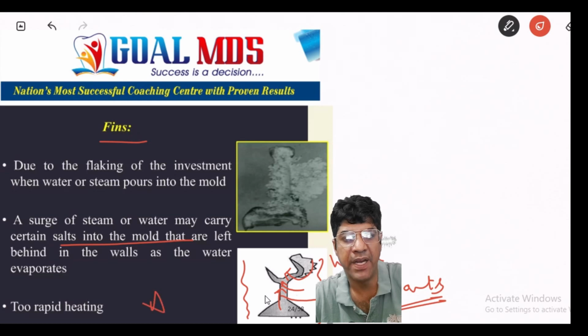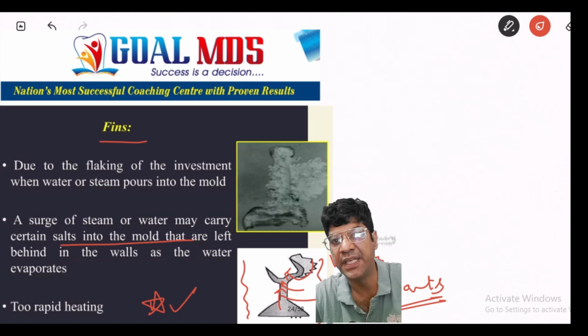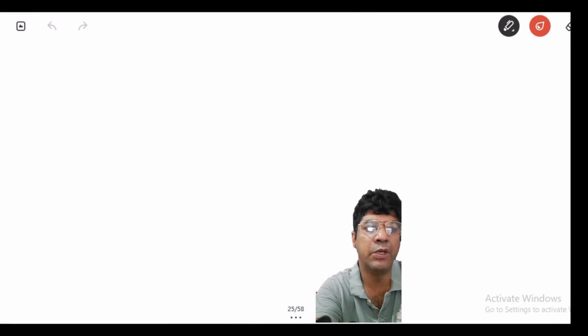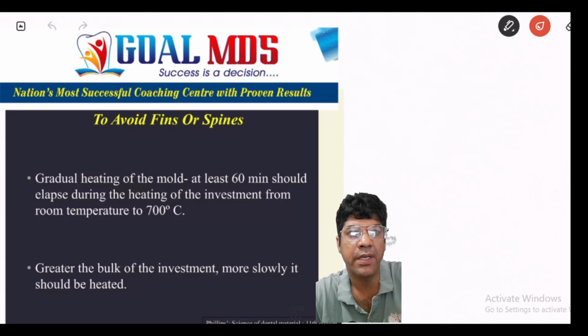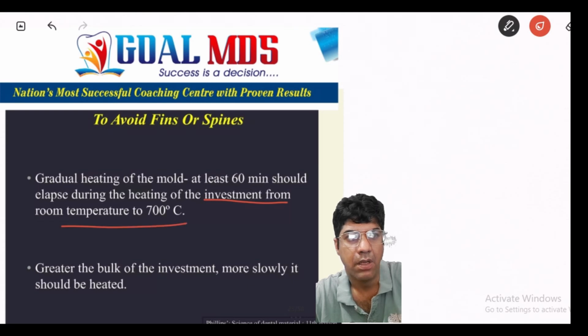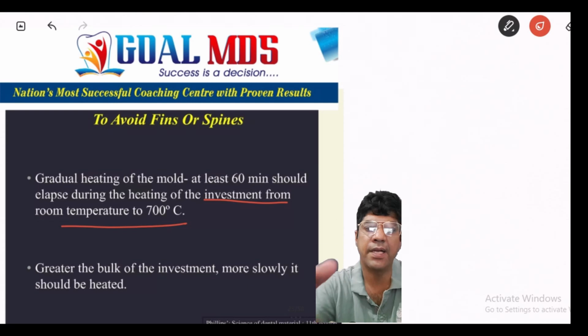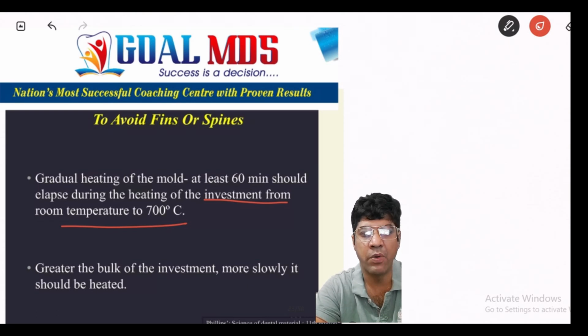It is necessary to prevent the formation of fins. Rapid heating can cause the investment material to disintegrate and release particles into the mold. Other could be water and steam control. Use proper investment mixing. Ensure that the investment material is mixed properly with the correct water to liquid powder ratio, so that a more stable investment is produced that is less prone to flaking.